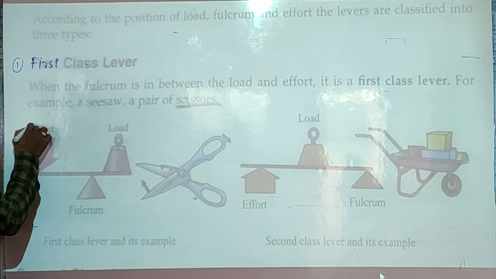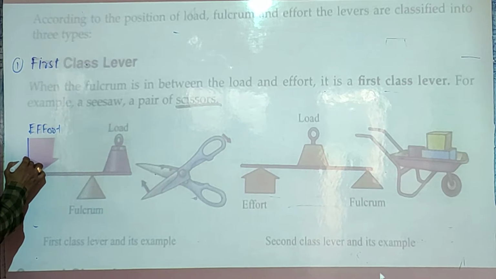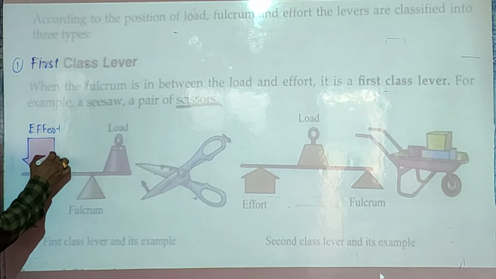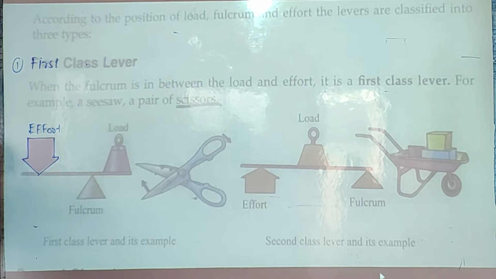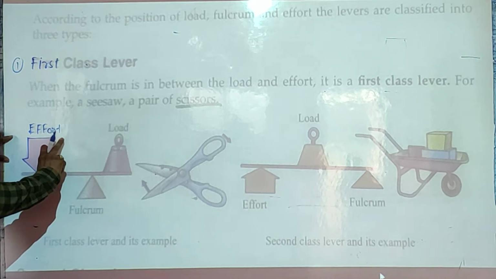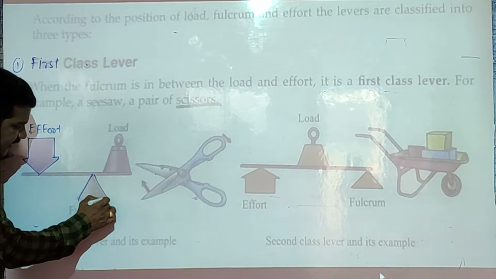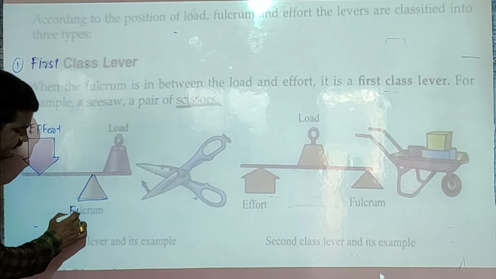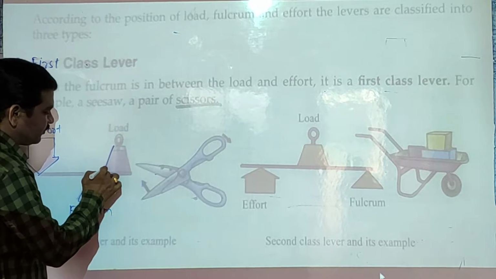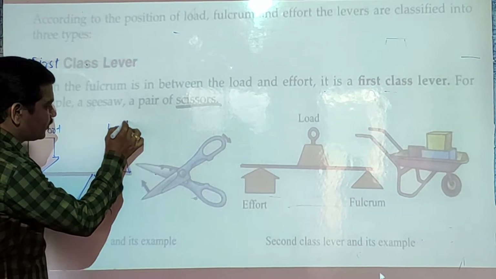Now this is called the effort. This arrow-mark-like structure is called effort. Wherever you get this type of picture, this arrow mark sign is called effort. The triangular sign is called fulcrum. And this weight-like symbol is called the load.